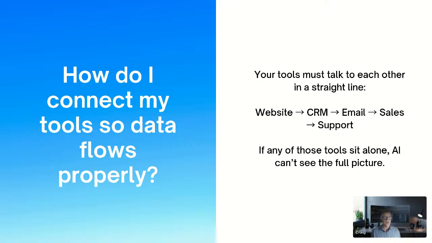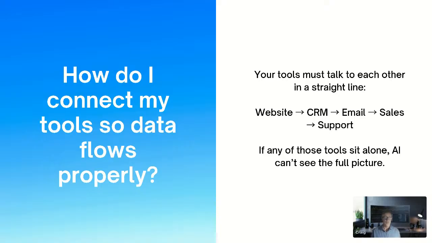It's important that your tools talk to each other in a straight line. Your website talks to your CRM, which can talk to your email, which then can talk to your sales team and talk to your support staff. If any of these tools sit alone, AI can't see the full picture.